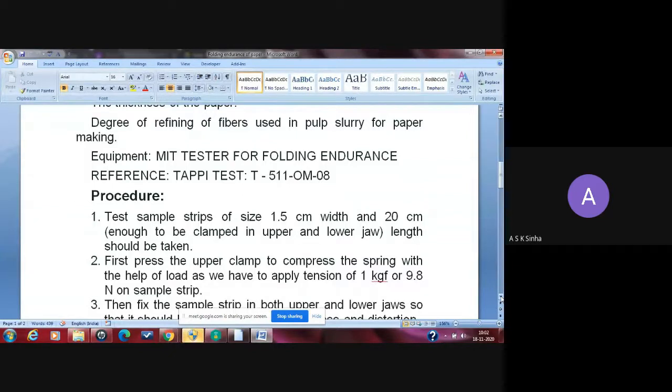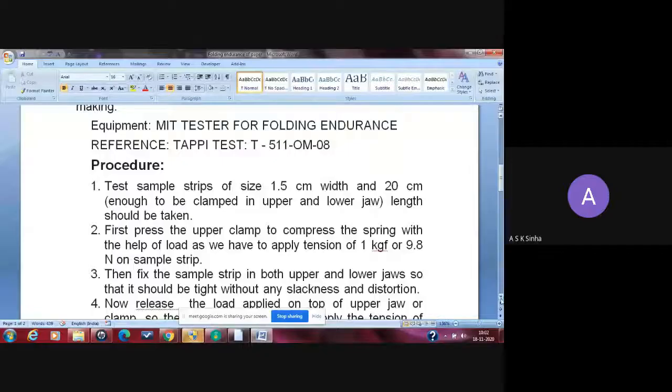But again, if the refining is very high, it becomes very difficult to remove the water. That's why normally we do not increase the degrees above 48 or 50. Normally we are in the range of 35 to 40, where very high strength is required if you want to increase the folding endurance.